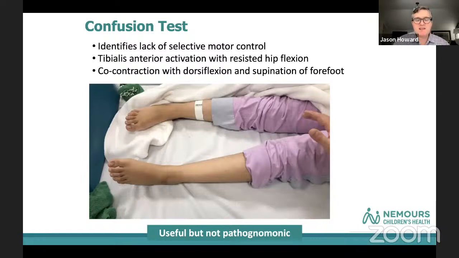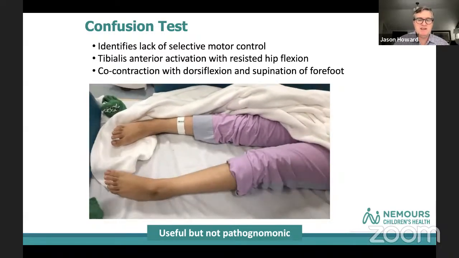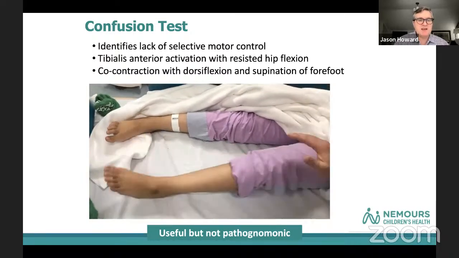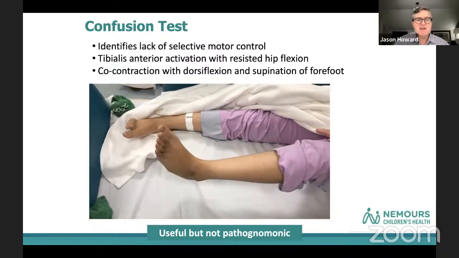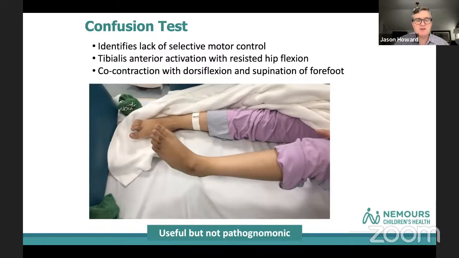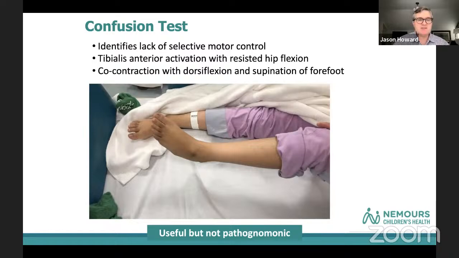To identify where that supination of the forefoot is coming from, I try and assess whether or not they have poor selective motor control. The confusion test can help you, where you ask the patient to flex their hip and push their knee against your hand. And then you can see the tibialis anterior firing and pulling that foot into dorsiflexion, but also supination. So that affects the prepositioning of the foot for initial contact.